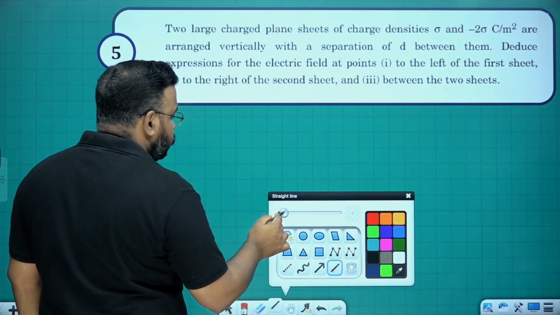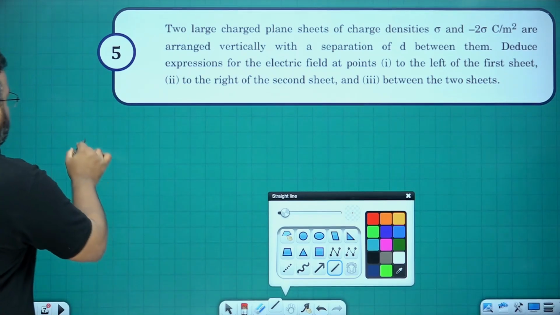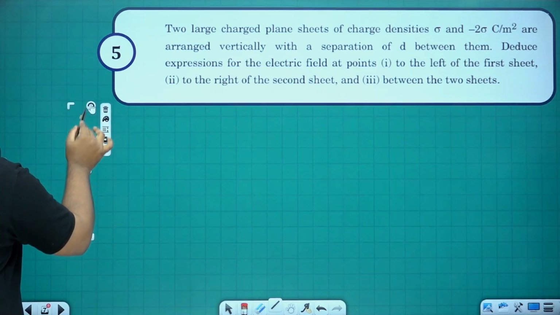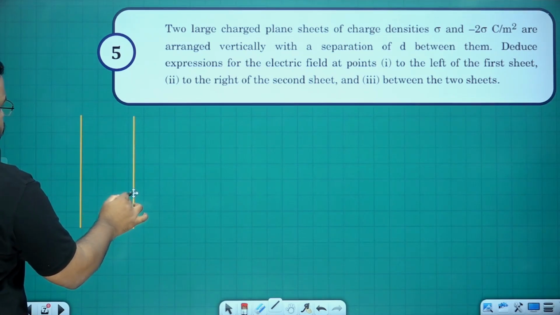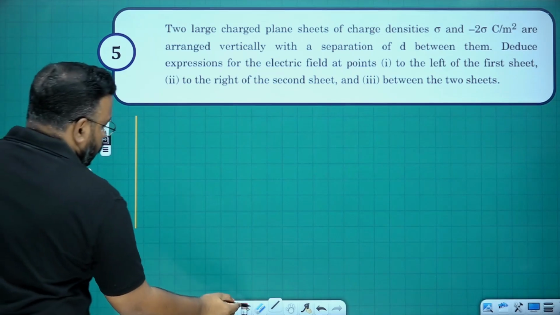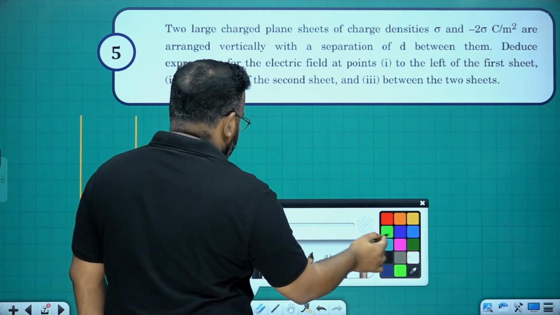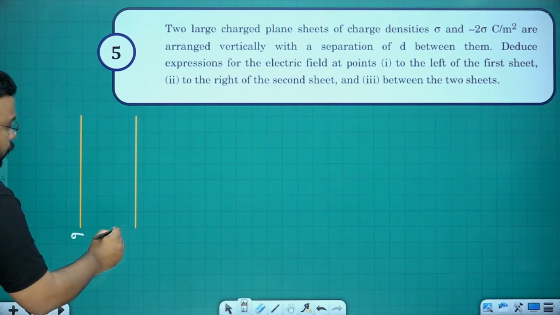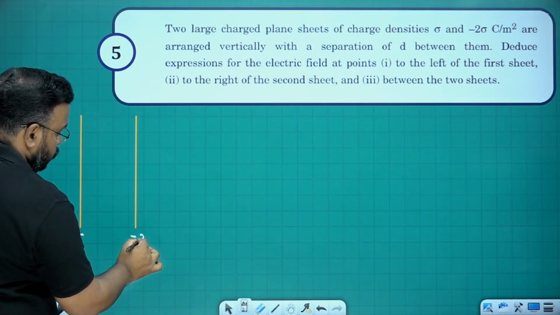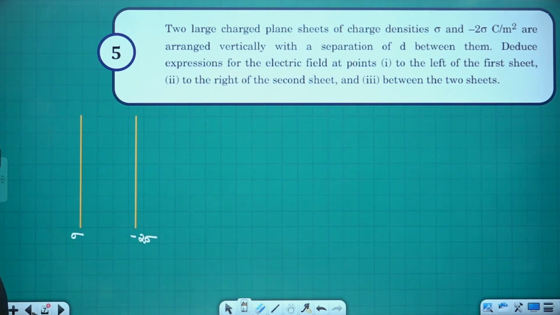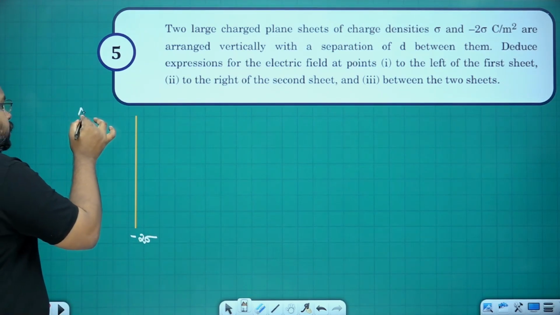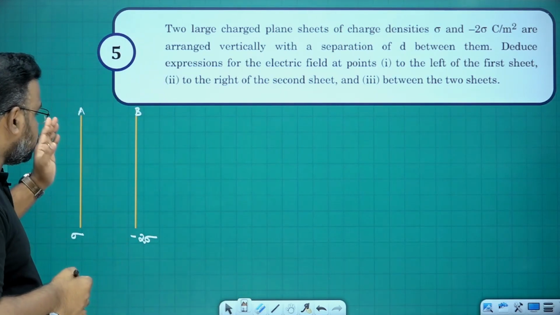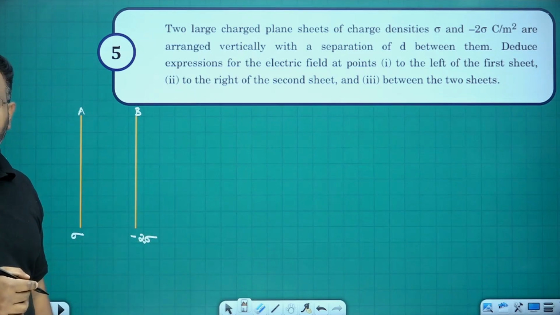There are two sheets. Let it be the first sheet. And there is another sheet, larger sheet. They are kept vertically like this. And the charge density for the first one is sigma. And this is minus 2 sigma. So I'm just naming this as A and this as B. Remember students, one is a positively charged plate and other is a negatively charged plate.